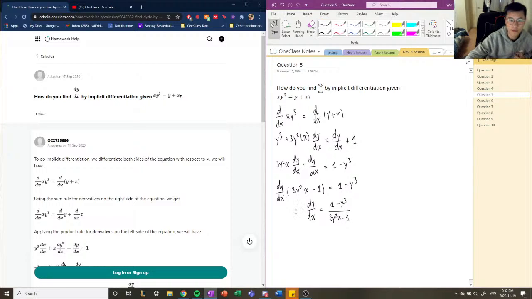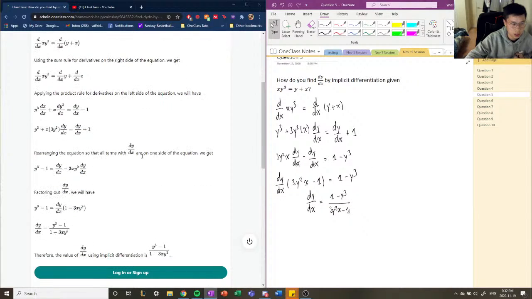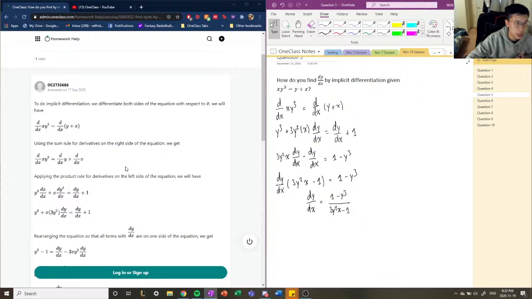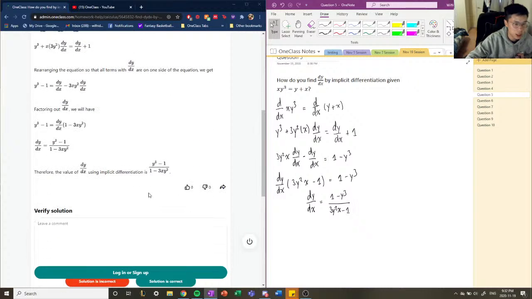So we have now found the derivative of y in terms of x through this method of implicit differentiation. The junior tutor also did that, and they got the correct answer.